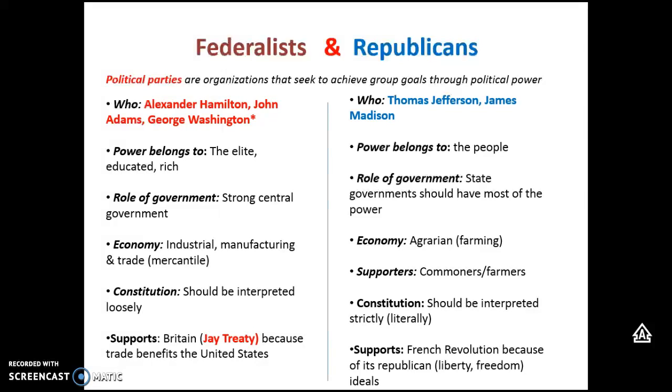The economy was farming. Supporters were commoners and farmers, and they felt like the Constitution should be interpreted strictly or literally. Like whatever the Constitution says is what we should do. They supported the French Revolution because of its republican liberty and freedom ideals.